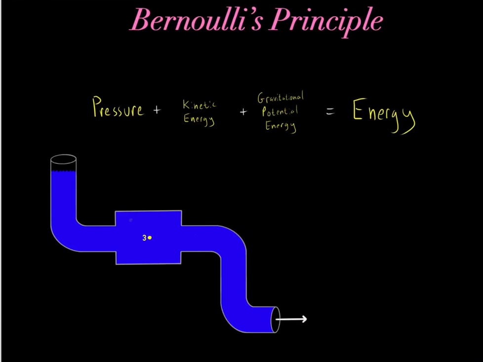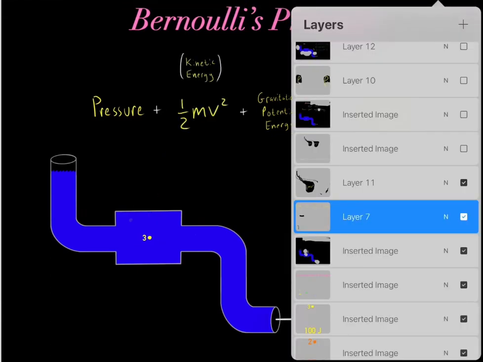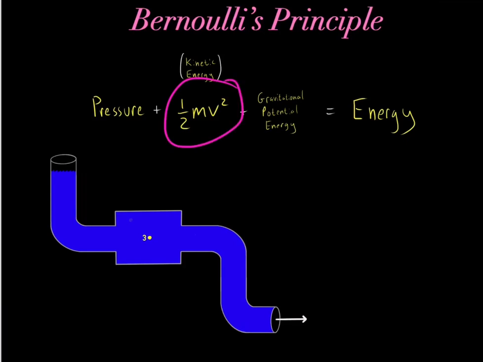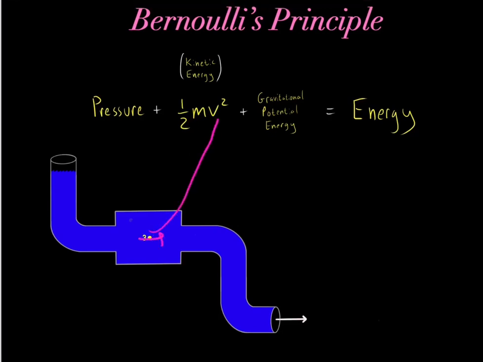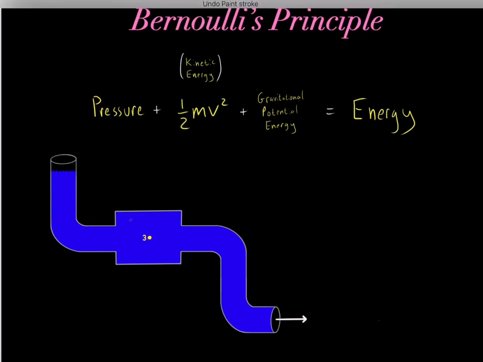However, how do we determine the kinetic energy at this given point? Well, we know the equation for kinetic energy is 1/2 mass times velocity squared. So therefore, we would need to find the mass of the water molecules at this point and multiply it by the velocity of the water molecules at this point. And again, the velocity would get squared.